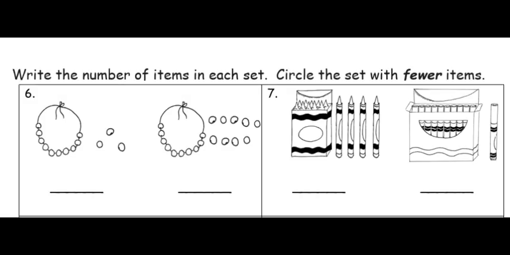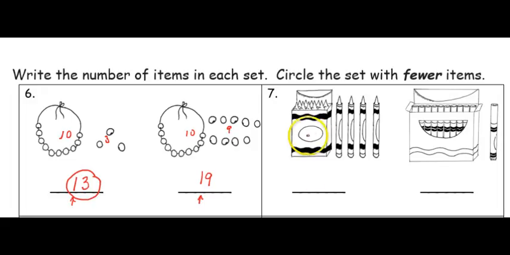In the next section, I'm going to look for the set that has the fewer number of items. I'll start with my necklaces. Here I have 10 and 3 for a total of 13. And then I have 10 and 9 for a total of 19. They both have a group of 10, but the first necklace only has 3 beads compared to the 9 extra beads in the second picture. That tells me that the first set has a fewer number of beads than the second set.